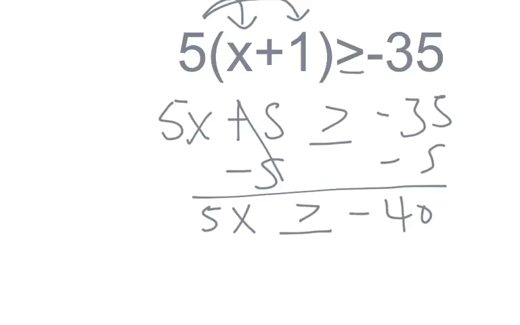5x. Sorry about that. The next step would be to divide negative 40 by 5, and you would get x greater than or equal to negative 8. And that would be your final answer.